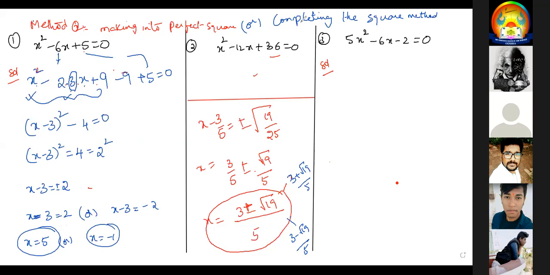Only one thing you should understand: why my master added 9 and subtracted 9. Because to make it into a plus b whole square or a minus b whole square, the last term should be b square.